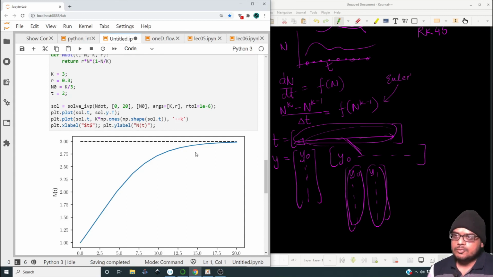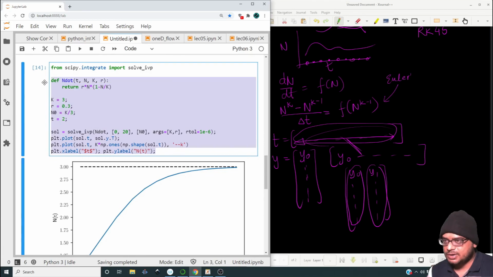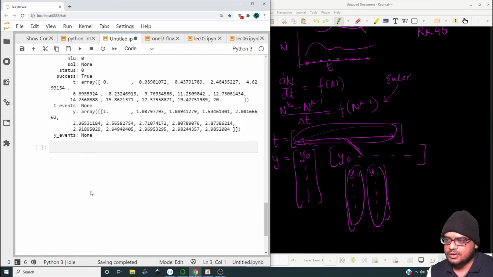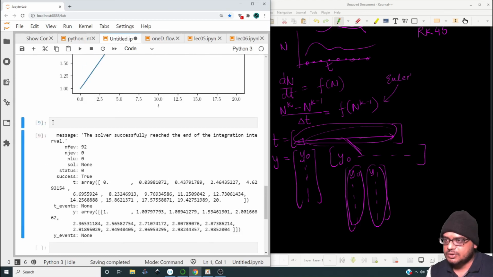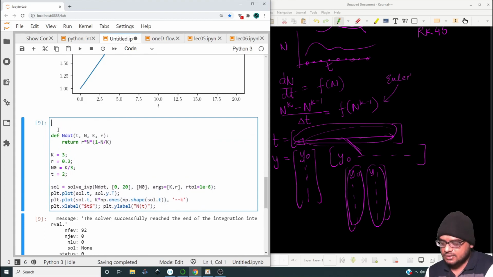So let us now exploit the interactivity in Python to vary this initial condition and see how the plots look. For doing that, we need to wrap everything inside a function. We have already done this. So let me copy this bit. Let me keep this cell as it is, and we need to wrap everything in another function.